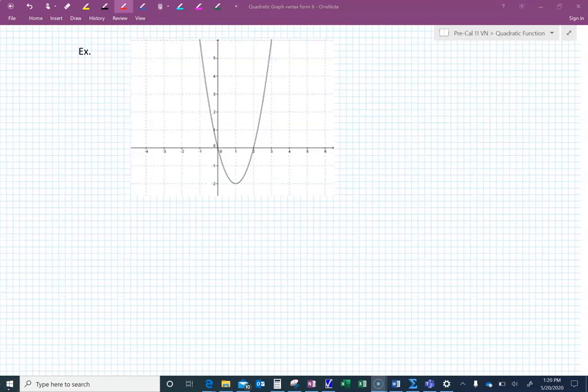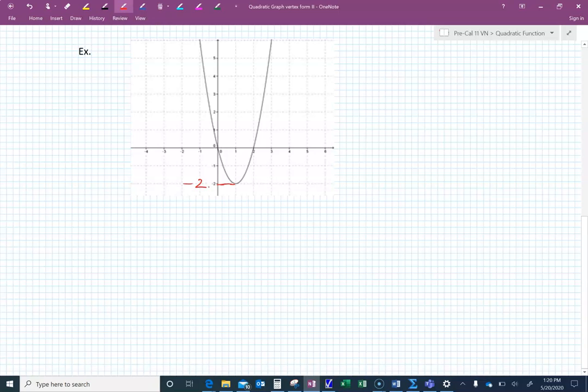So let's look at this graph. Instead of giving you the equation, I'm giving you the graph. We're going to talk about the maximum or minimum value of this function, if it has one. In this case, notice that the graph has a minimum. That means it has a floor. And the floor of the graph, or the minimum value of the graph, is -2. This is your y value.